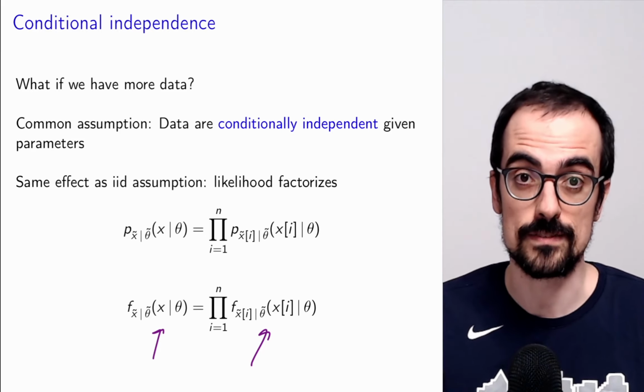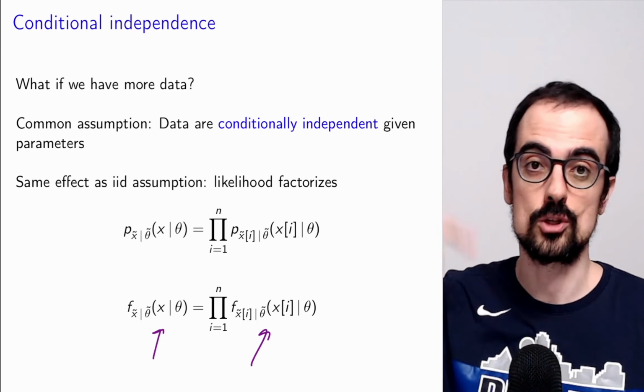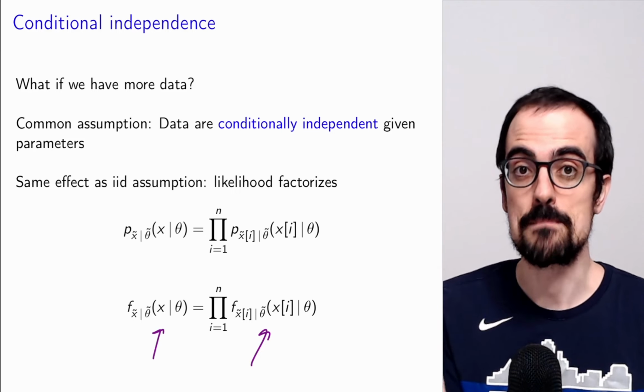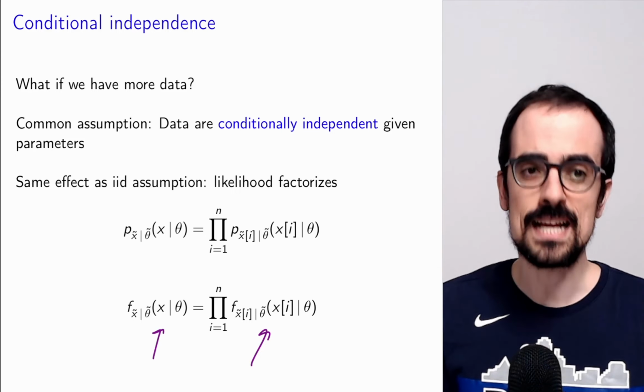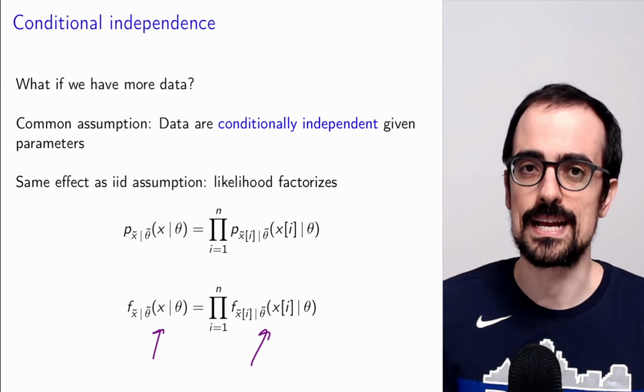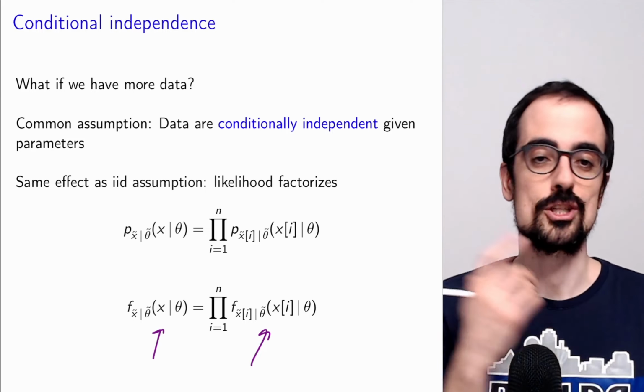So the parameter is fixed. Okay, we're assuming that all the data points come from the same parameter, exactly like we did in traditional modeling under IID assumptions. Traditional parametric modeling.